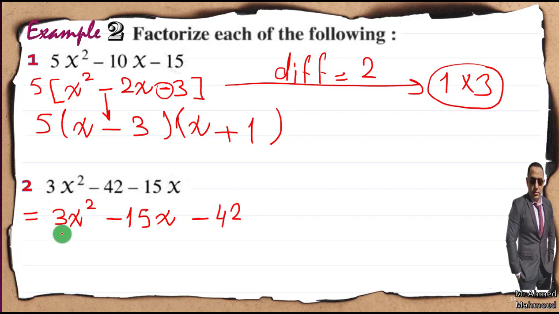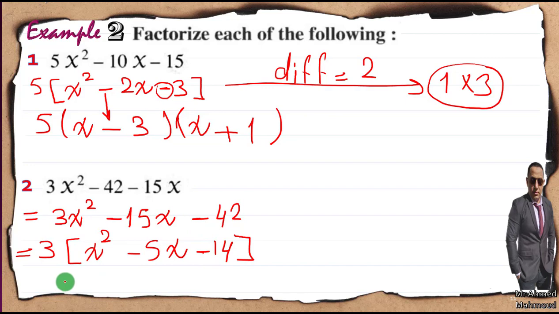Now I'm going to look at the numbers 3, 15, and 42. They're in the 3 times table. And for the letters, I don't have a common letter in all of them, so I have only common factor 3. So I'm going to divide by 3. 3 divided by 3 is 1, I don't write 1, and I'm going to write x power of 2. Negative 15 divided by 3 equals negative 5, and drop x. Negative 42 divided by 3 equals negative 14. So I'm going to open two brackets and write down 3 outside the brackets.